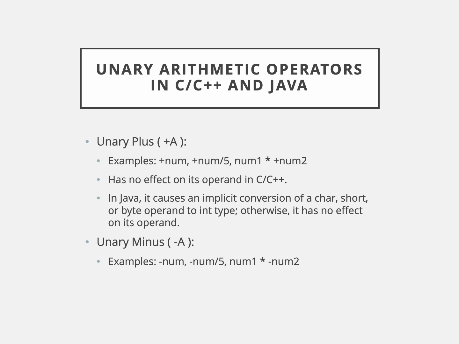Now, unary minus. This operator negates the value of its operand. It is used to convert positive values to negative and vice versa. So these are the examples we have: minus num by 5. This is how we can write that operator. These operators play a key role in computations and are frequently used in mathematical and logical expressions.